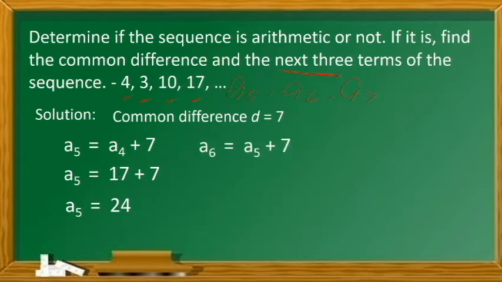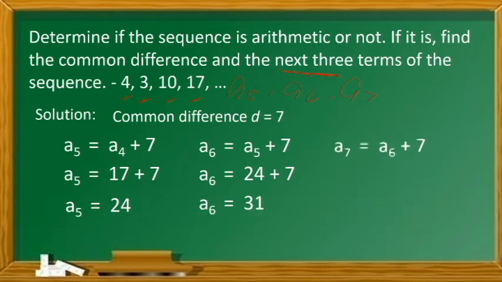Okay, next, to find a sub 6, we need to add a sub 5 and the common difference. So a sub 6 is equal to 24, which is a sub 5, plus 7, then a sub 6 is 31. How about a sub 7?